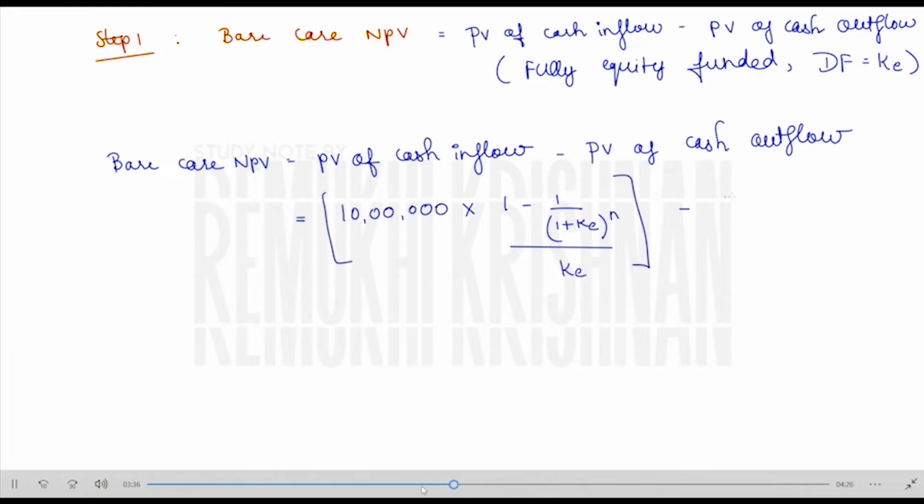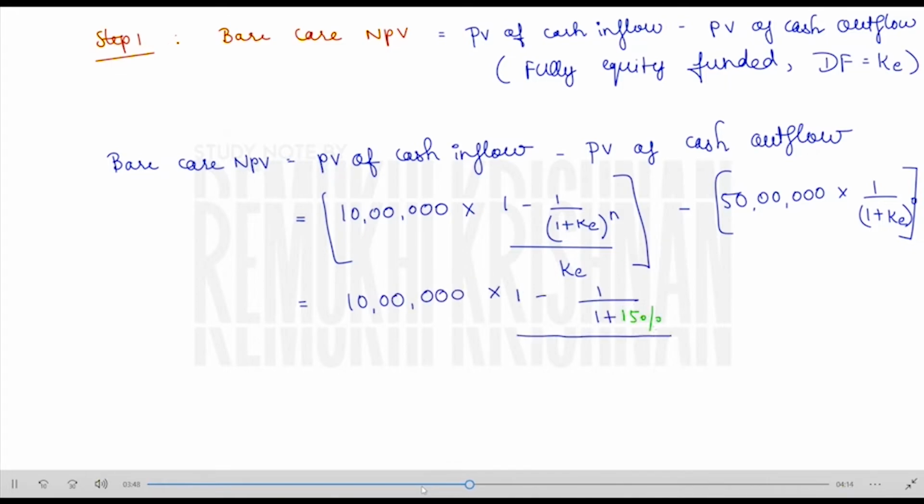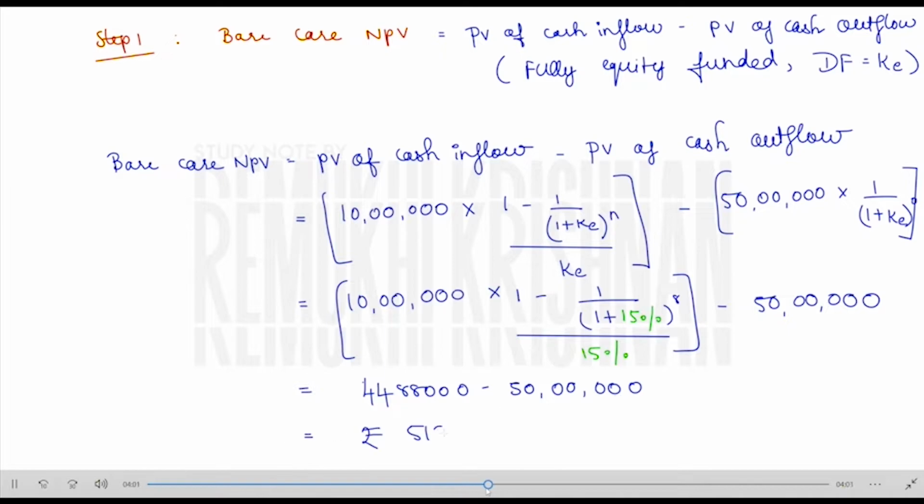Follow these steps. By substituting each value in the formula, I will arrive at my base case NPV. So my base case NPV comes to be what? 5,12,000. It is negative, a cash outflow. It is not beneficial to us. Now let us move to step 2.